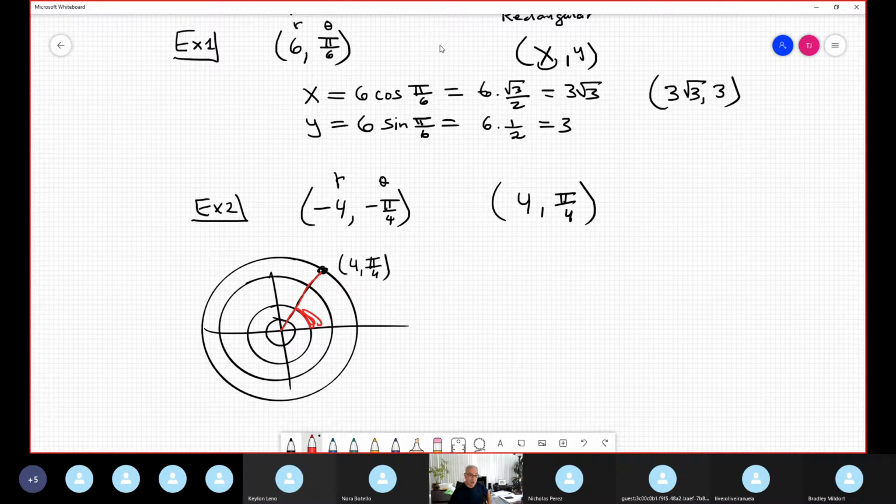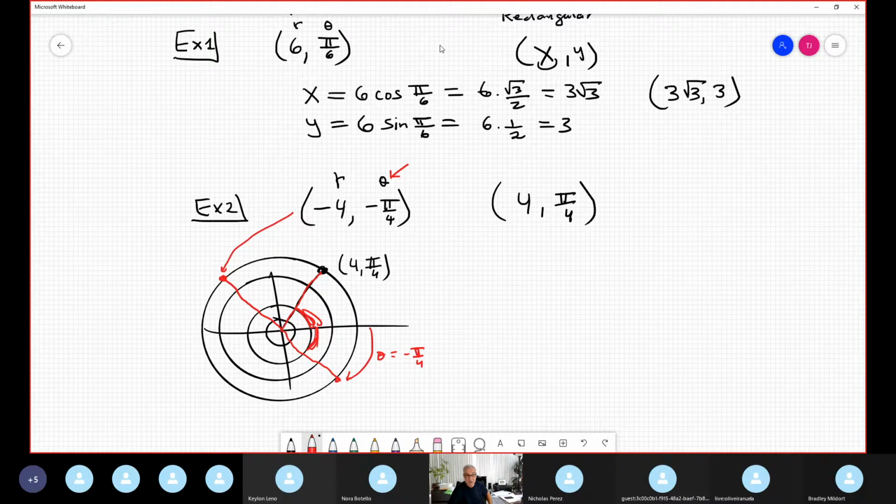Because negative pi over 4 is in the opposite direction. It's not counterclockwise, it's clockwise. This angle is negative pi over 4, and negative radius is in the opposite direction. My recommendation to plot any point in polar is to do theta first. You move in the direction of theta, theta equal negative pi over 4. And after, if it's a positive radius, stay the same, but if it's negative, it's in the opposite direction. At that point, it is located here, approximately.